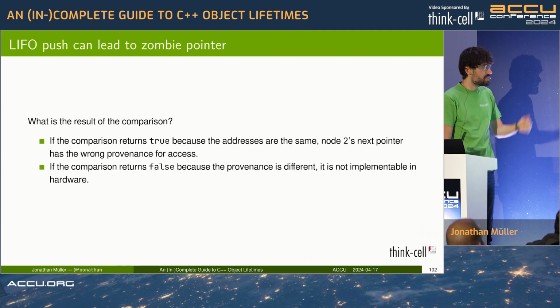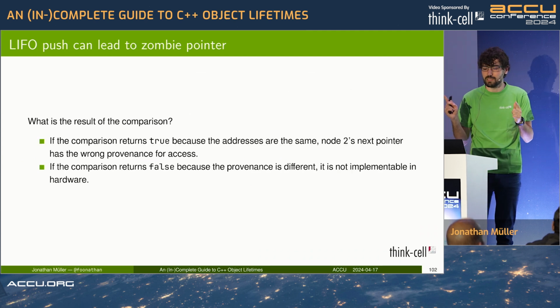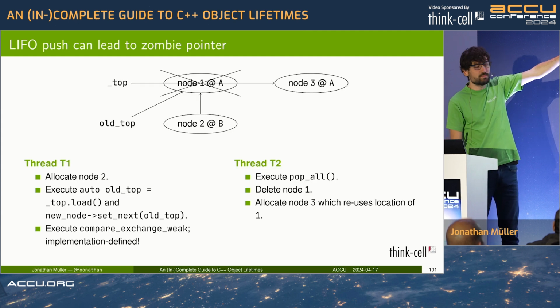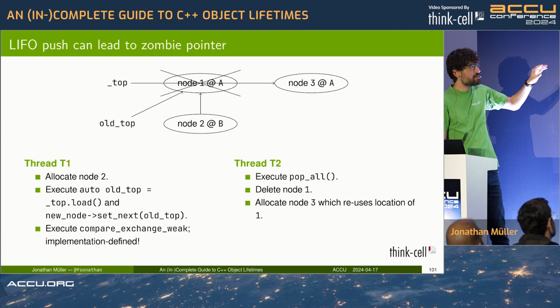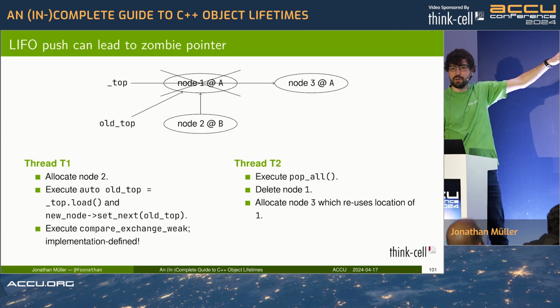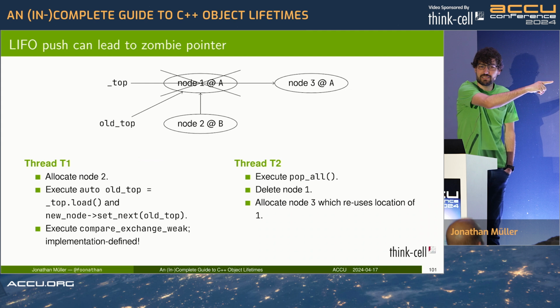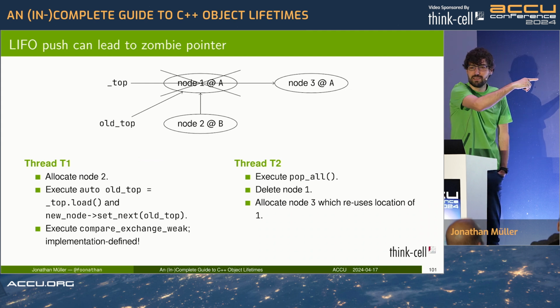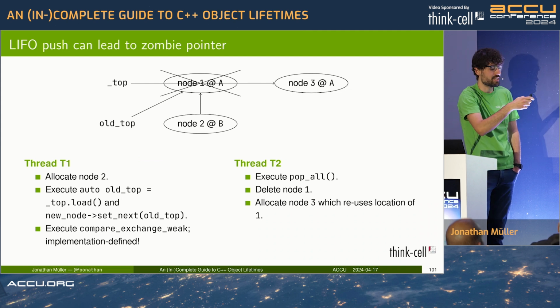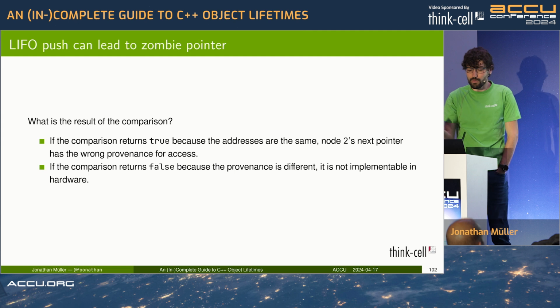Because if the comparison says it returns true, they have the same addresses. We've got the wrong provenance in there. Node 2 next has the provenance of node 1. So if the comparison returns true, any access over the list will be undefined behavior because we're not allowed to dereference node 2 next's pointer. It points to the wrong thing. Even though it has the correct address, it has the wrong provenance. So the comparison has to return false.